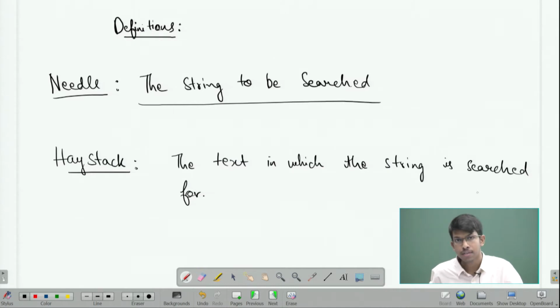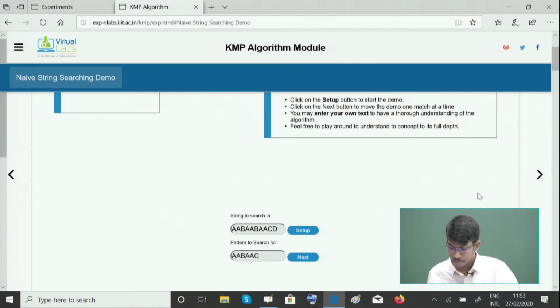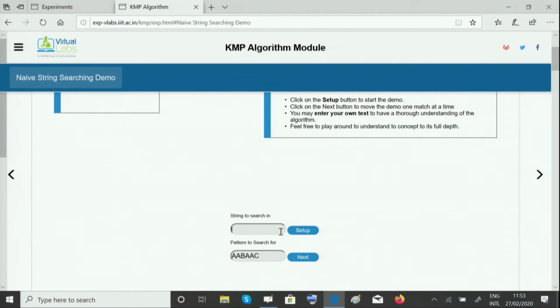Now let's look at the naive string searching algorithm. Here let's try to make a setup in which "always" is our haystack and "way" is our needle. A brute force approach to search for "way" in "always" for a computer would be to try matching the letters W, A, Y against all the letters of "always".